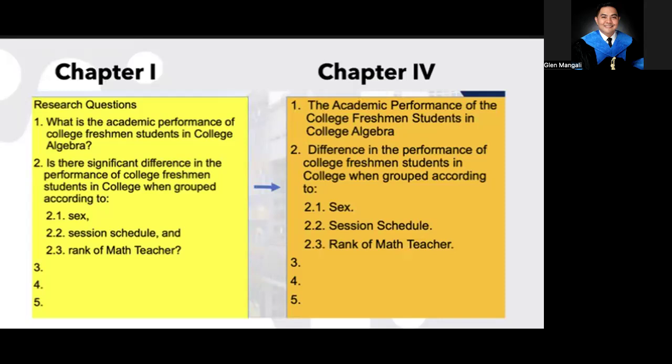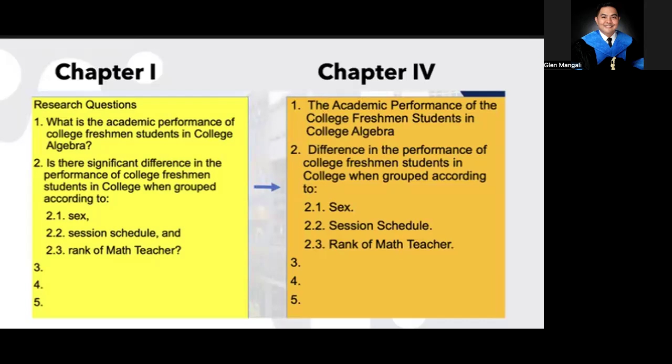The second question in chapter 1 is: is there a significant difference in the performance of college freshman students in college algebra when grouped according to sex, session, schedule, and so on and so forth? You will see here in chapter 4 that the heading becomes declarative. So instead of the question, is there a difference, you will now proceed to: difference in the performance of college freshman students in college algebra when grouped according to the sub-themes or subcategories that you have identified.